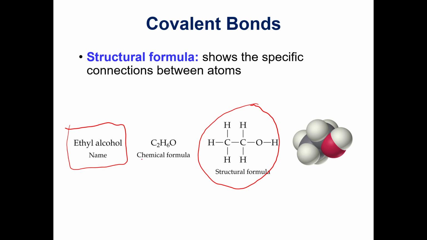We can write a chemical formula, but the problem with a chemical formula is that it gives you the number of each type of element, but it does not show you how those elements are connected. So if we looked at C2H6O, we don't know just from looking at that how we would connect those. A structural formula shows us how those elements are connected. And then we also have here a ball and stick model where we can see more in 3D how those carbons, hydrogens, and oxygens are connected to each other.